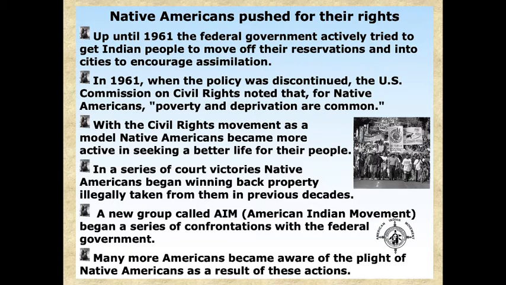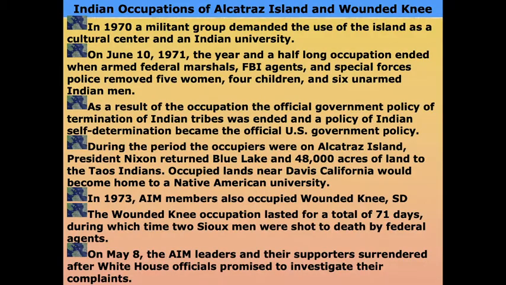So the group that is at the forefront of this is the American Indian Movement called AIM. And they're going to be sort of standoffish against federal forces. We are going to see a standoff at Wounded Knee and in Alcatraz. So Americans become aware of the plight of Native Americans as a result of these actions, these speeches, well, marches, standoffs, and whatnot. So let's go ahead and learn about the two of them. The big ones, Alcatraz Island and Wounded Knee.